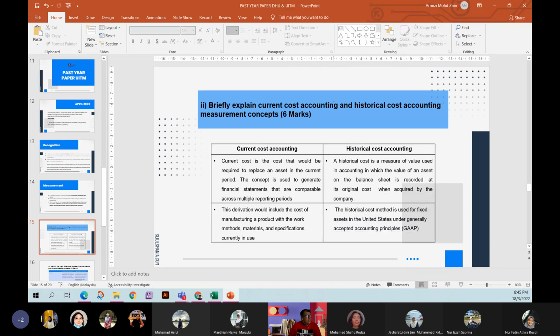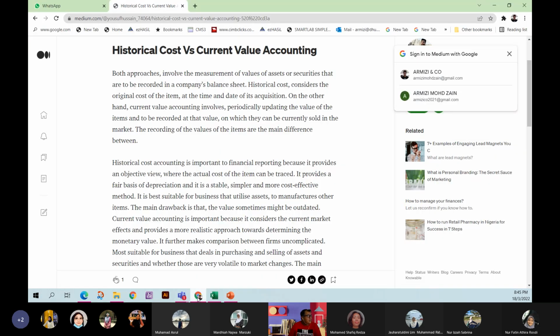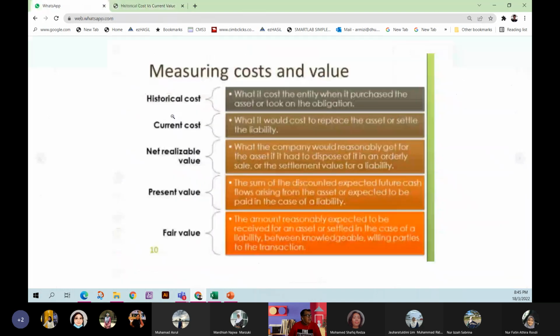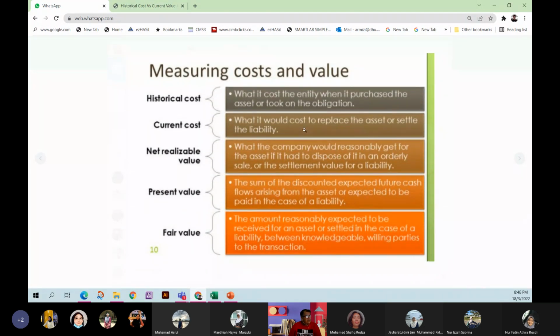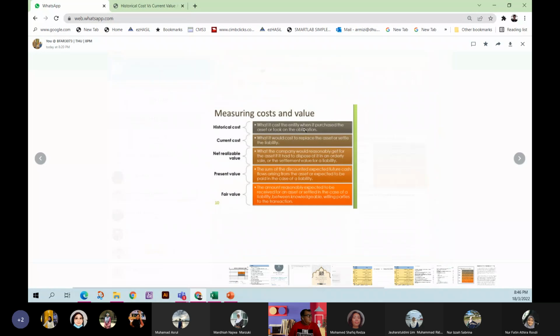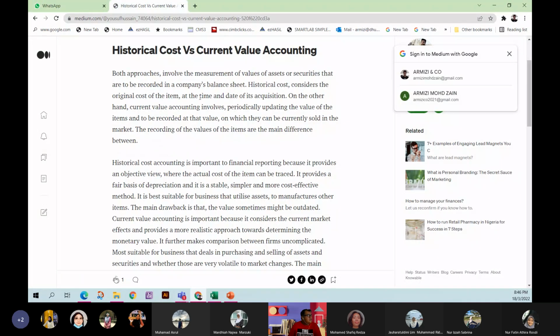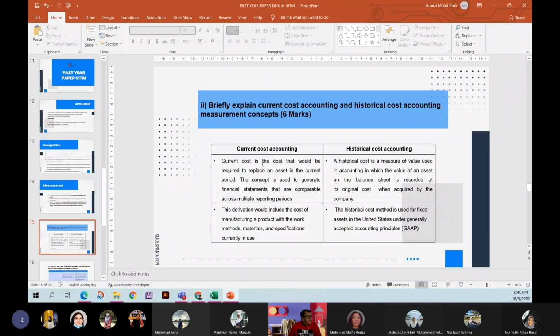Explain current cost accounting. Itu yang saya bagi tadi dia punya contoh ni. You can explain historical cost ni, you beli asset based on historical. Current cost ni, you valuekan asset you based on current market value. You should macam ni lah. Historical cost consider original cost. Kat sana dia jawab original cost tadi tak. Current cost is cost that will be required to prepare in period. The concept is used in current cost accounting is the cost that will be required to replace an asset in the current period.